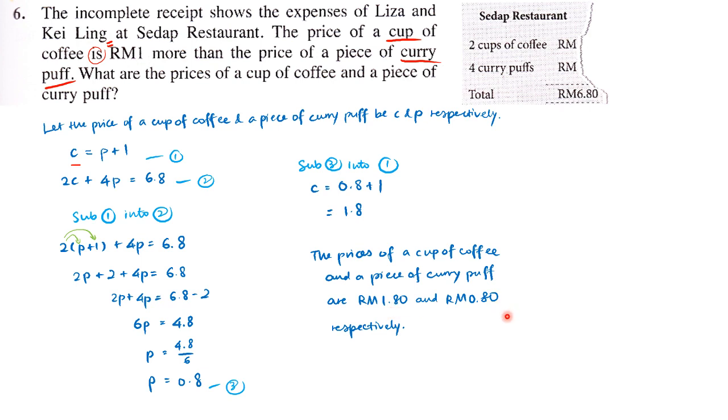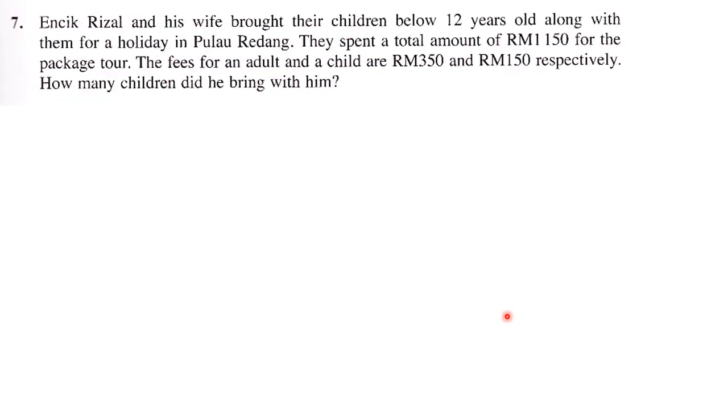Alright. Okay, next question. Encik Razal and his wife brought their children below 12 years old along with them for a holiday in Pulau Redang. They spent a total amount of 1150 ringgit for the package tour. The fees of an adult and a child is 350 and 150 ringgit. How many children did he bring with him?